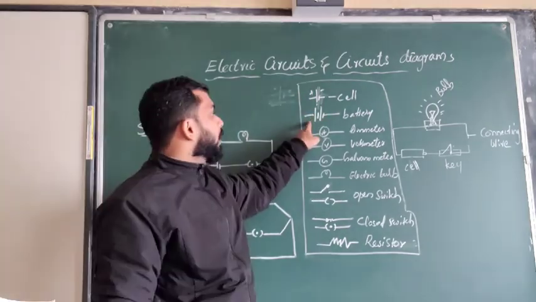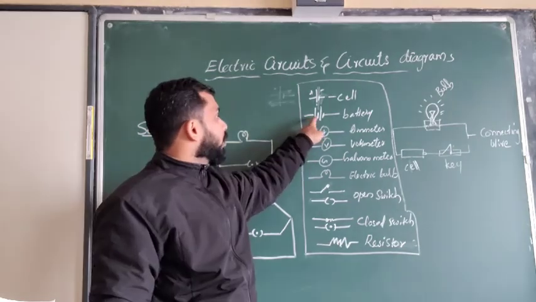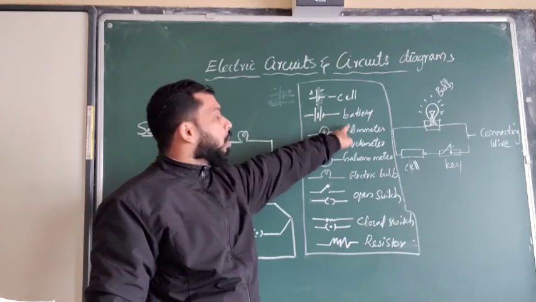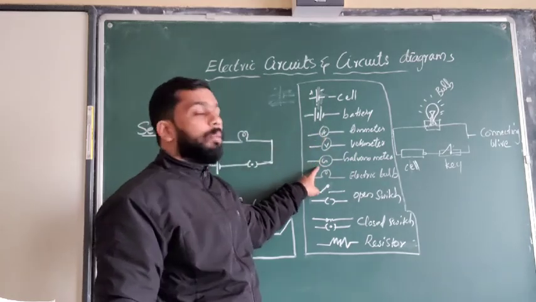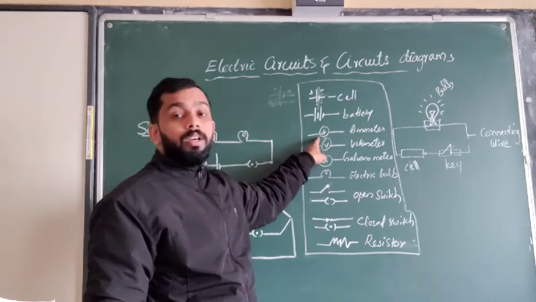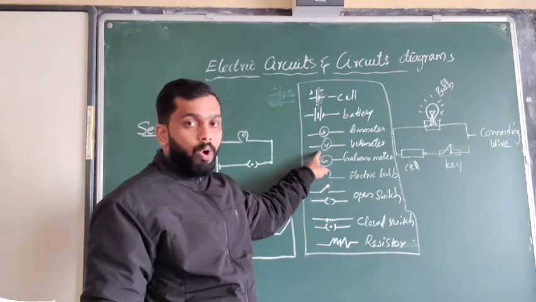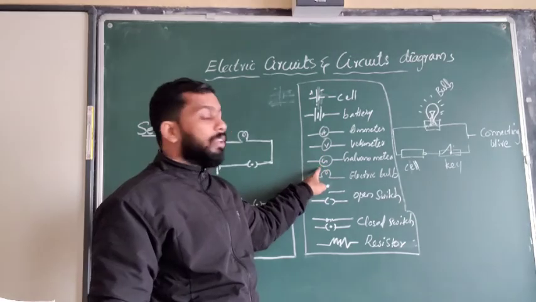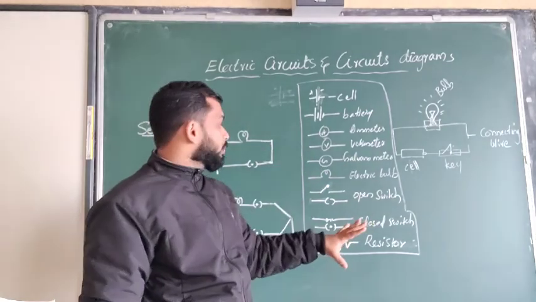And what is a battery? Connection of more than one cell is called a battery. So I can show that two cells together are called a battery. And normally we have an ammeter, voltmeter, and galvanometer. Ammeter will give the amount of current passing through, voltmeter will measure the voltage of that circuit, and galvanometer will give the direction of the current. That means from where to where the current is flowing.